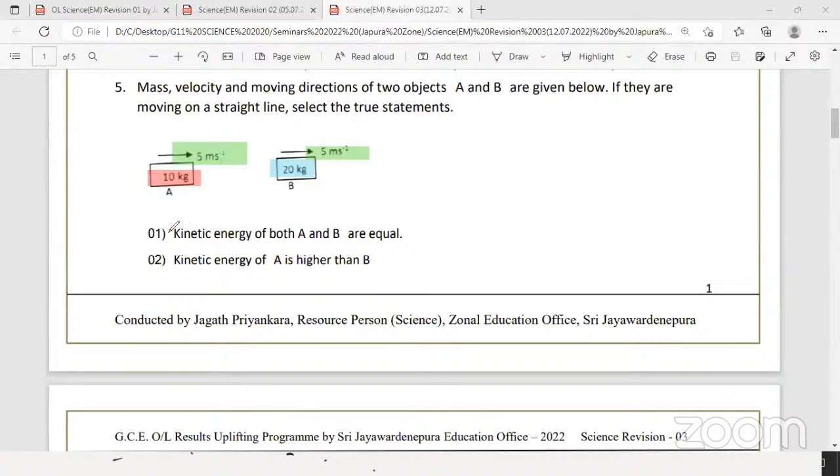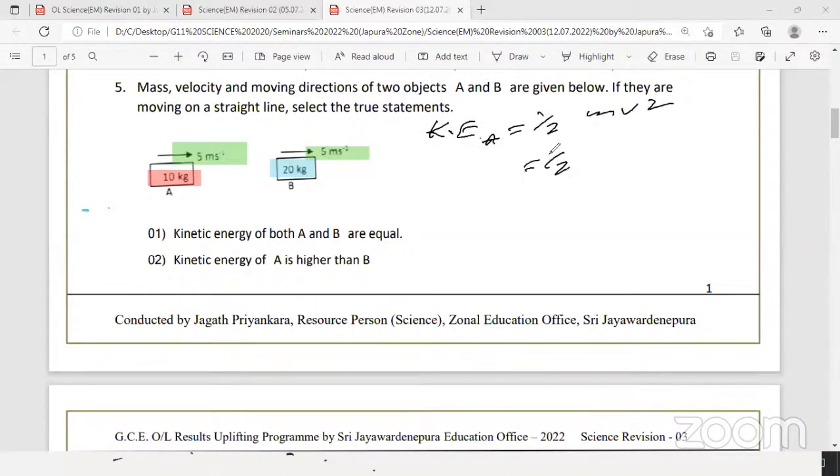First one: kinetic energy of both of these is equal. Okay, what is the equation for the kinetic energy? Half m v squared. If you know that, you can calculate the kinetic energy. So I put KE, kinetic energy of object A, equals half m v squared.